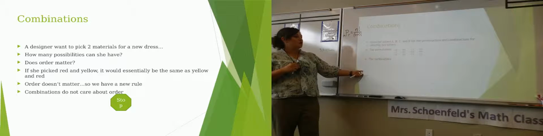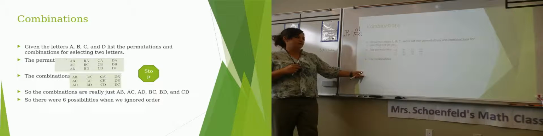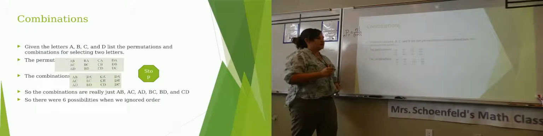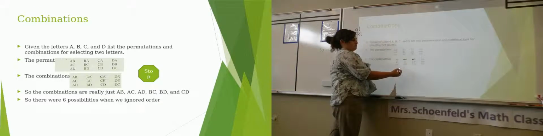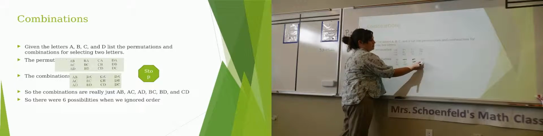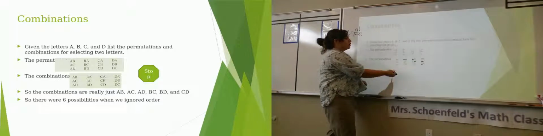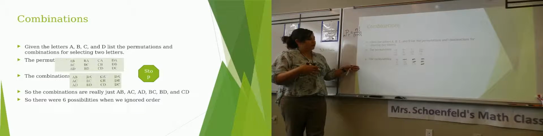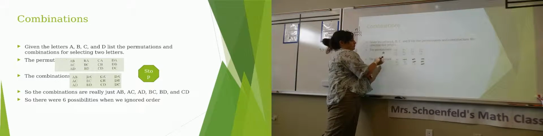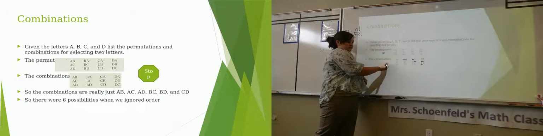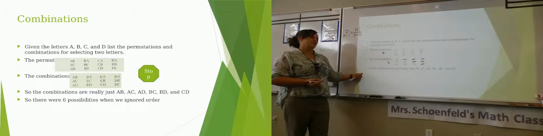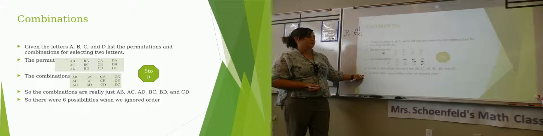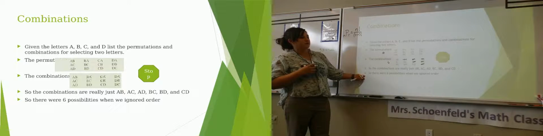So then what are your combinations going to look like? Well, if I had the same list, but AB is the same as BA, AC is the same as CA, and those are all already picked. So for my permutations, I had 12 total permutations. My combinations, I had 6. So how is that different? We're going to use another rule for it when we ignore order.